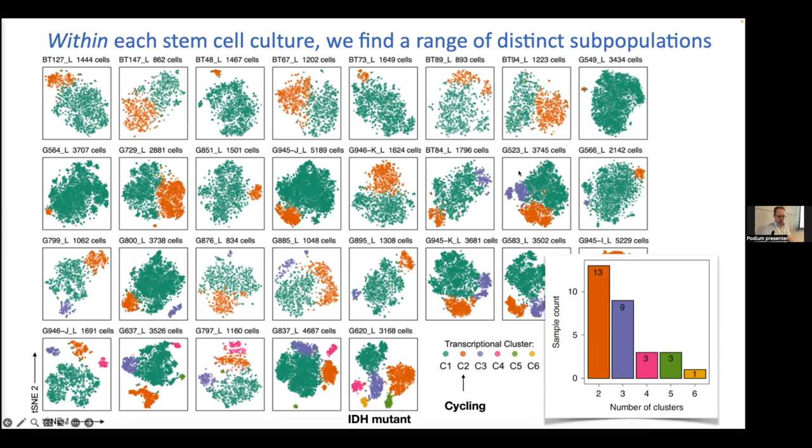As you get to the second row, you can see three, four, and if you get to this really complex IDH mutant brain tumor, you see a huge number of different subclones. You sort of see this distribution here, but it really was giving us insight into how different these different cultures were. And this may explain the differences that we saw in some of the drug screening experiments that were being done in these cell lines.